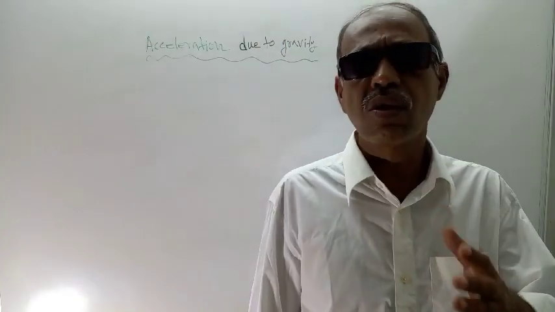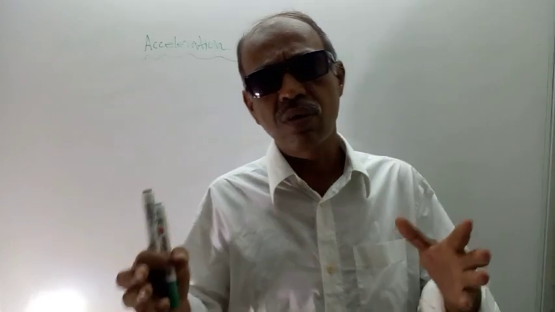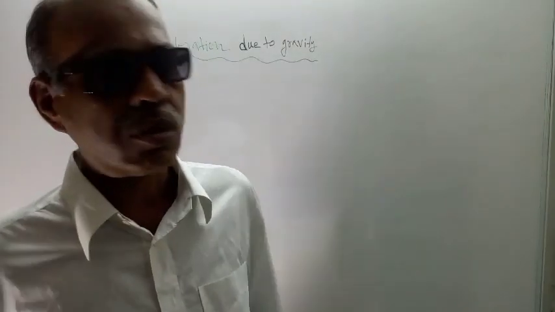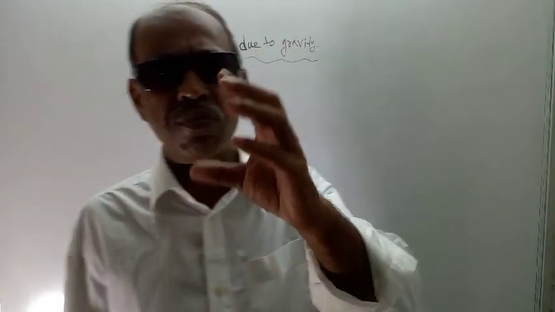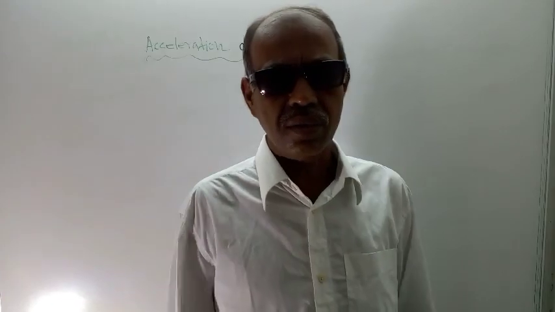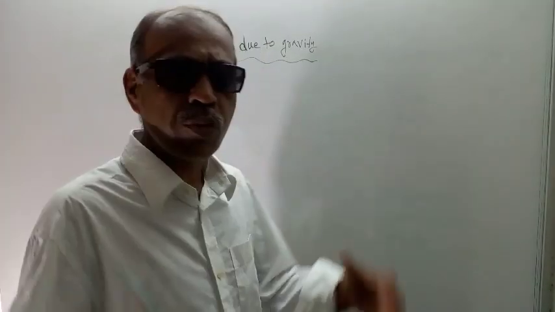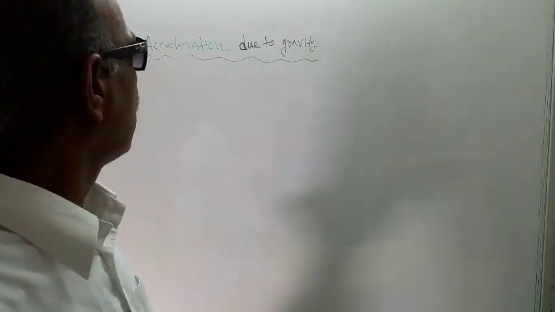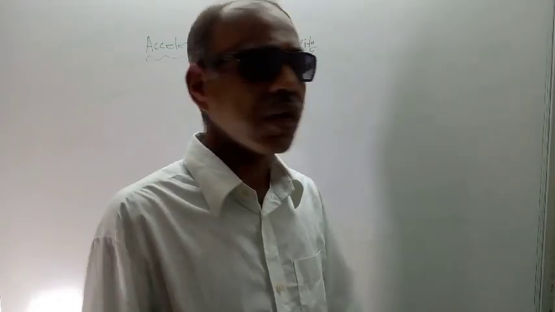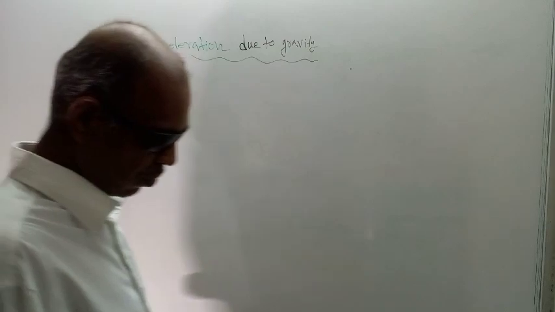Newton's universal law of gravitation, where the force of attraction between two point particles is equal to G, capital G, into M1 into M2 divided by R square, where M1 and M2 are the masses of the point particles and R was the distance between them. So using that formula, we are going to derive the expression for acceleration due to gravity.